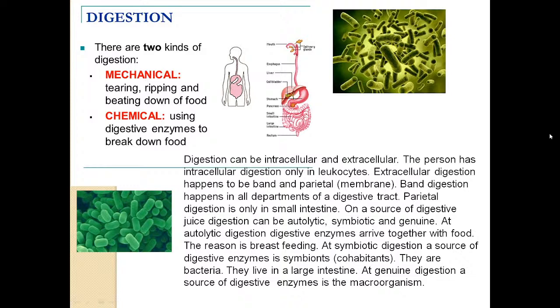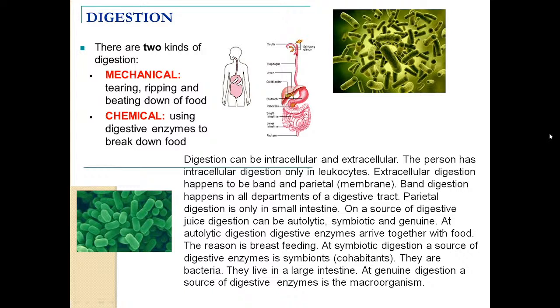Digestion types. Digestion can be intracellular and extracellular. The person has intracellular digestion only in leukocytes. Extracellular digestion happens as cavity and parietal membrane digestion, when digestion happens in all departments of a digestive tract. Parietal digestion is only in the small intestine.